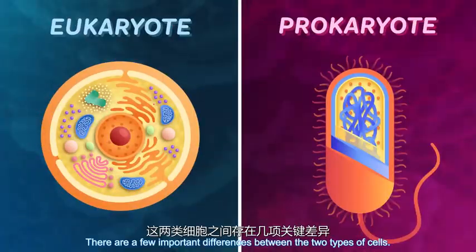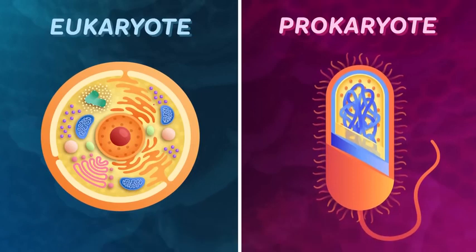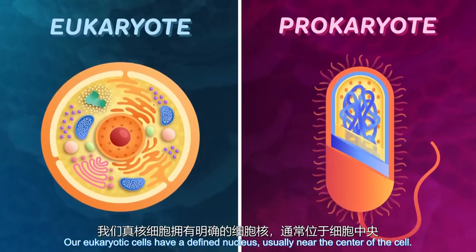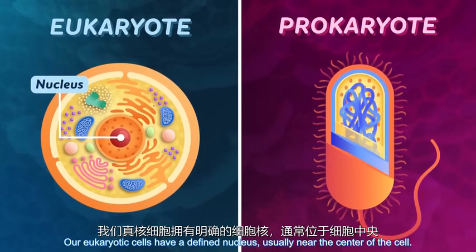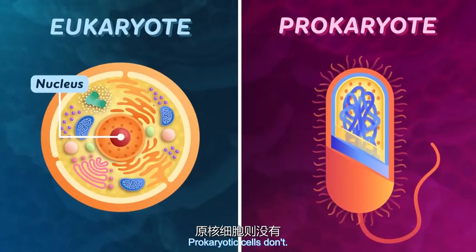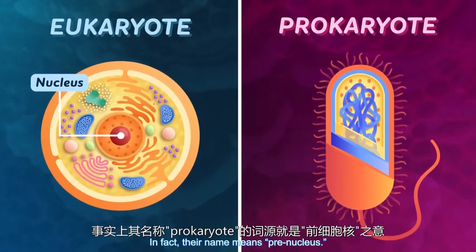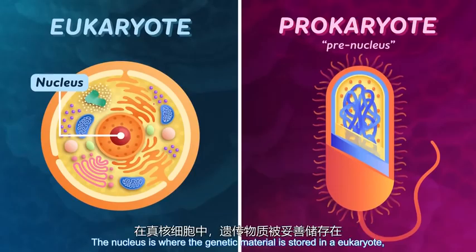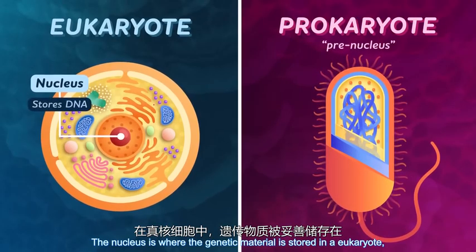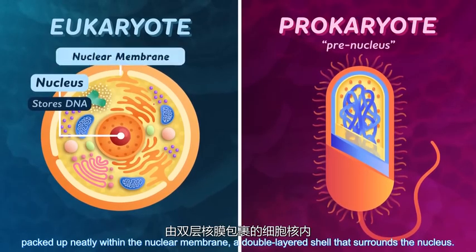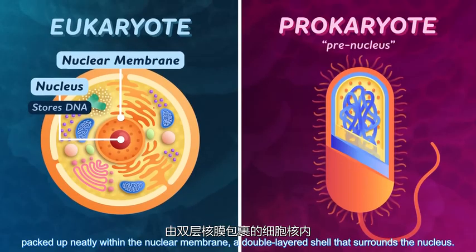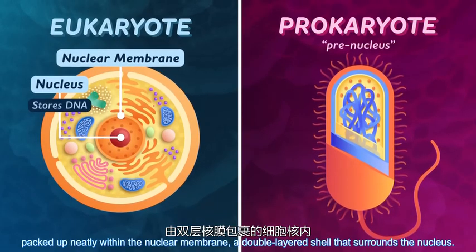There are a few important differences between the two types of cells. Our eukaryotic cells have a defined nucleus, usually near the center of the cell. Prokaryotic cells don't. In fact, their name means pre-nucleus. The nucleus is where the genetic material is stored in a eukaryote, packed up neatly within the nuclear membrane, a double-layered shell that surrounds the nucleus.